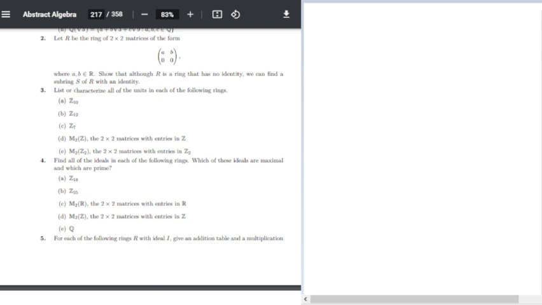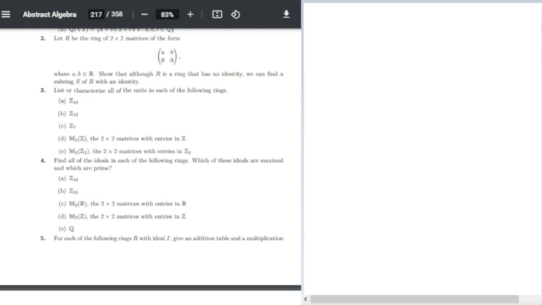So in these cases, in Z mod 7, everything is a unit. In Z mod 12, every number that does not have 2 or 3 in its prime factorization will be a unit. In Z mod 10, any number that does not have 2 or 5 in its prime factorization will be a unit.